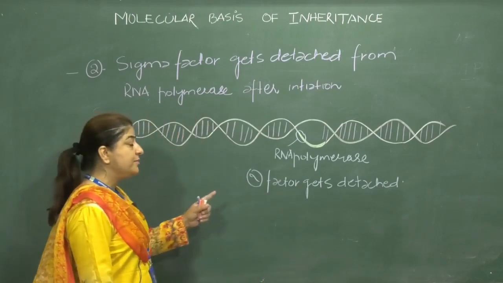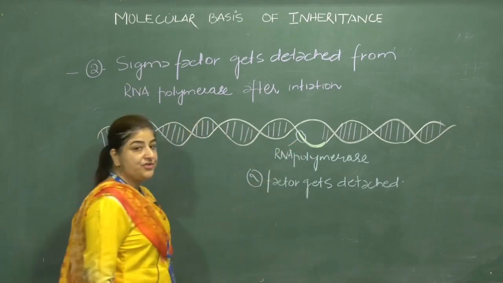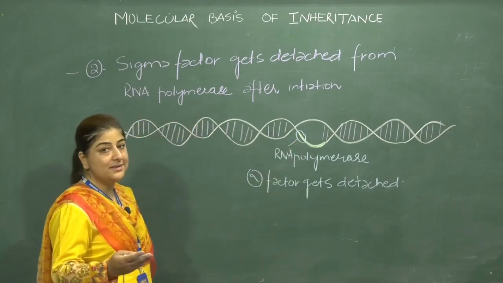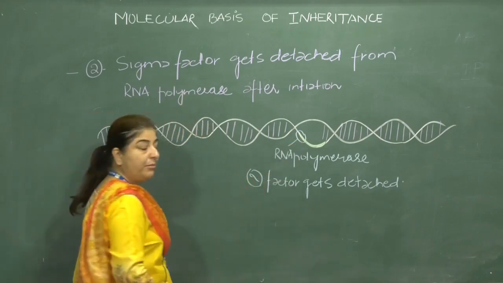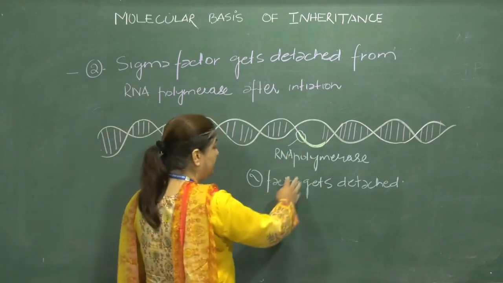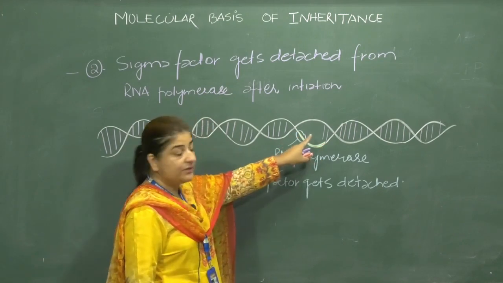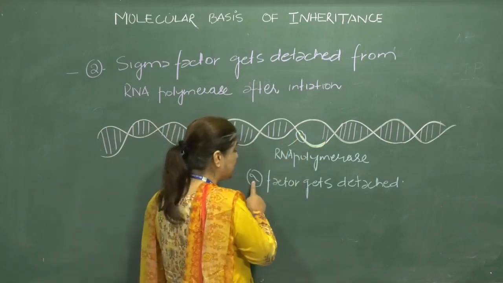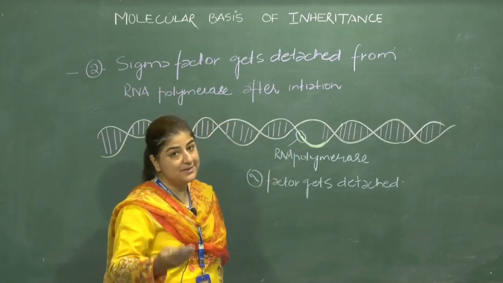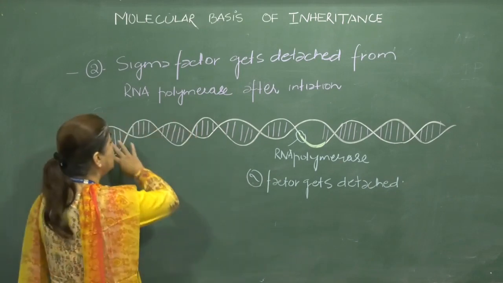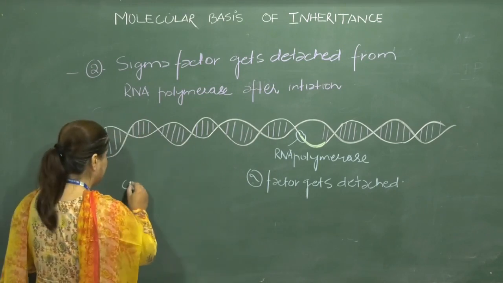Now, after the attachment of the RNA polymerase along with the sigma factor to the strand, once the initiation has started, this sigma factor gets detached from the RNA polymerase, and this RNA polymerase starts transcribing the structural gene. This is the RNA polymerase without the sigma factor, so now it has the polymerization activity. As you know, this whole process of transcription in prokaryotes takes place in the cytoplasm.